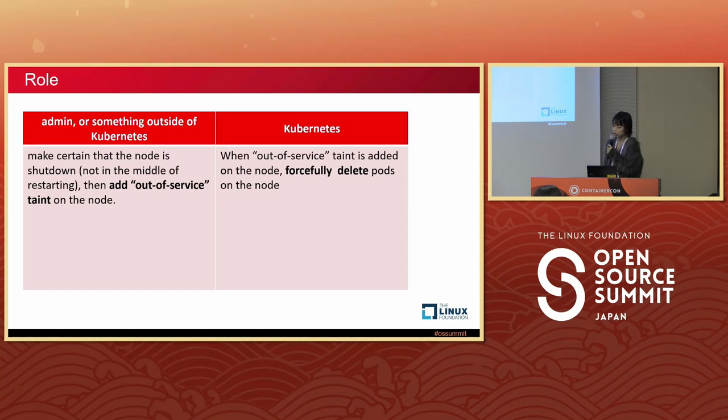I will talk about the role of the non-graceful node shutdown feature also. The role of Kubernetes is deleting pods forcefully from the node to which the out-of-service taint is added. On the other hand, adding the taint must be done by an administrator user or something out of Kubernetes. If a human does this operation manually, it's a little bit hard if there are 100 or more nodes.